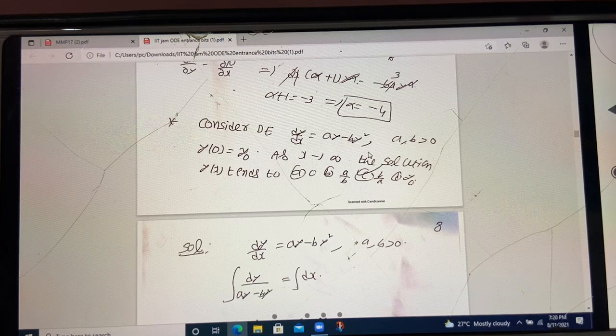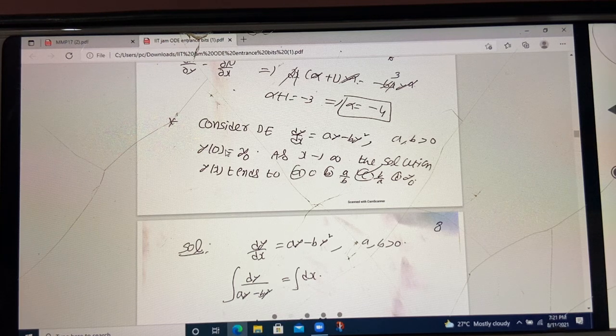Consider the differential equation dy by dx is ay minus by square, where a, b are greater than 0, and y of 0 is y naught. As x tends to infinity, the solution y of x tends to, very, very important.